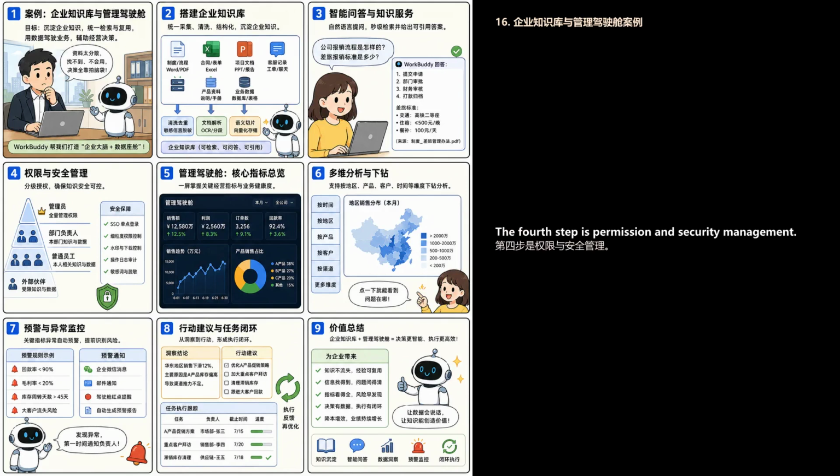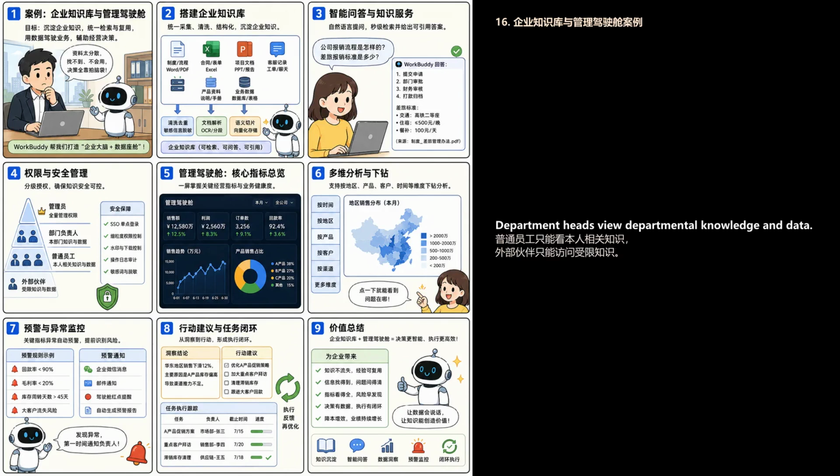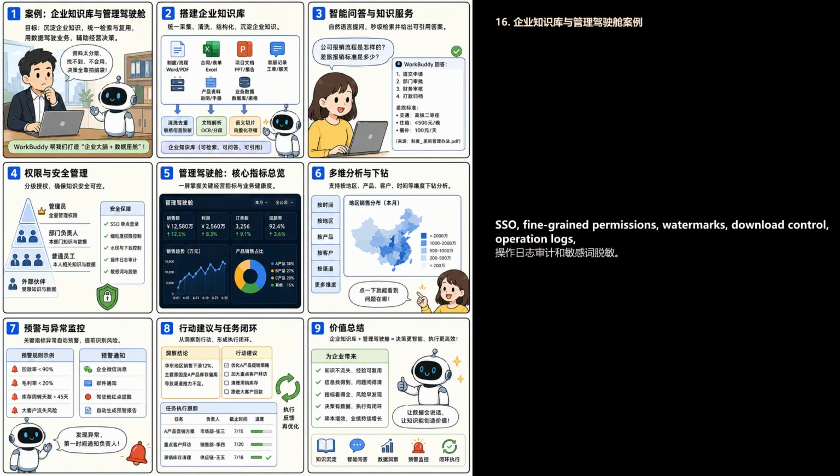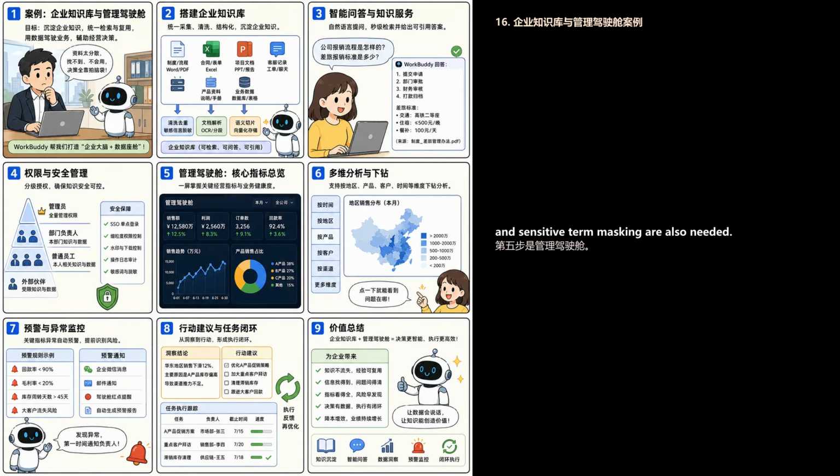The fourth step is permission and security management. Different roles see different knowledge scopes. Administrators can manage all permissions. Department heads view departmental knowledge and data. Employees see only information related to themselves. External partners access only limited knowledge. SSO, fine-grained permissions, watermarks, download control, operation logs, and sensitive term masking are also needed.